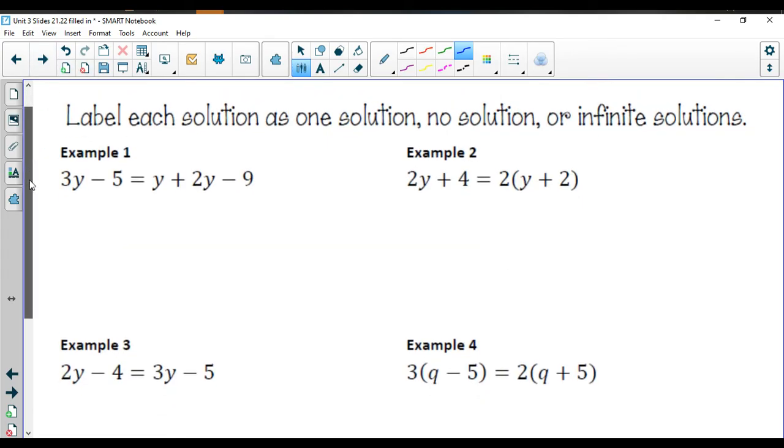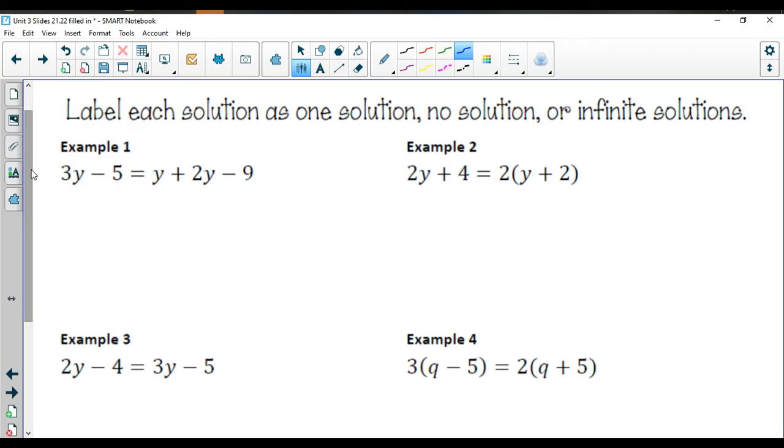So down at the bottom here, we have a couple examples. We're going to label these as one solution, no solution, or infinite solutions. So in example number 1, we're going to go ahead and start to solve.